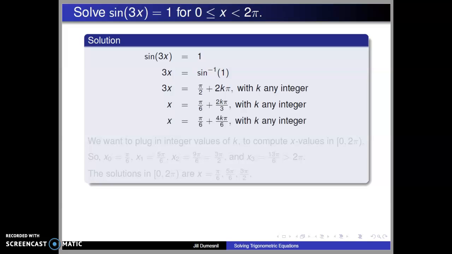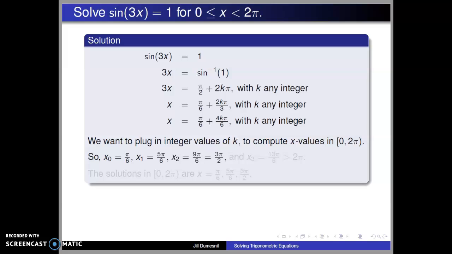Getting common denominators on the right-hand side helps when computing those solutions in the interval from 0 to 2 pi. We will plug in integer values for k, starting with k equals 0 to compute those solutions. This amounts to adding 4 pi in the numerator. We get that x0 equals pi over 6. Adding 4 pi over 6 produces x1 equals 5 pi over 6.